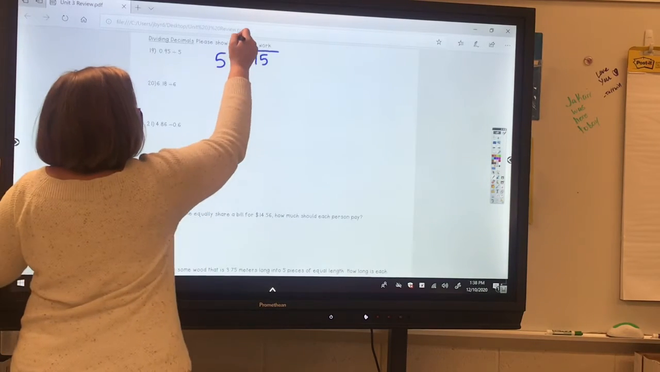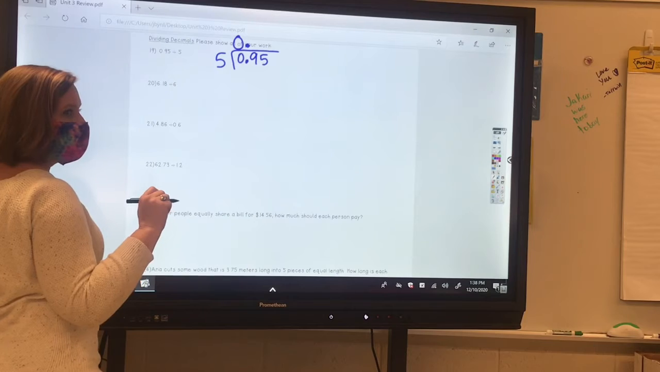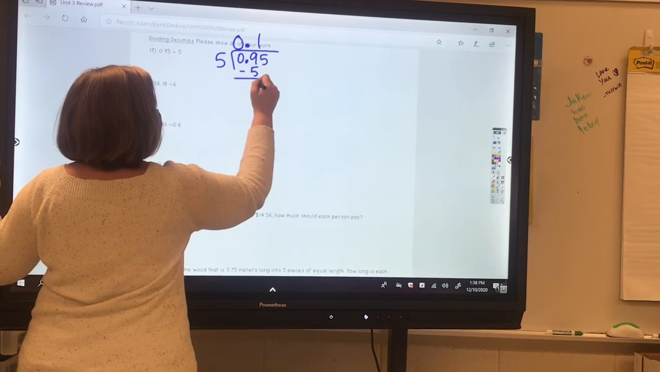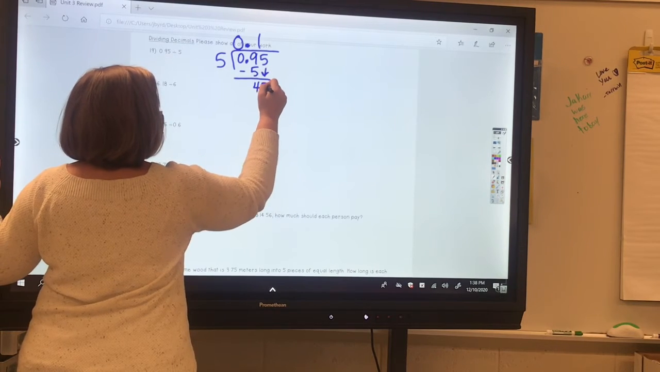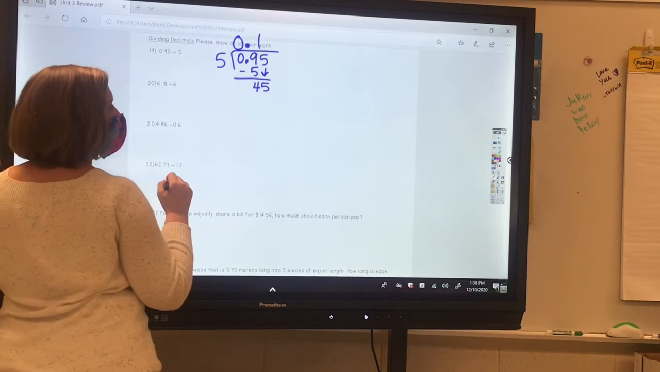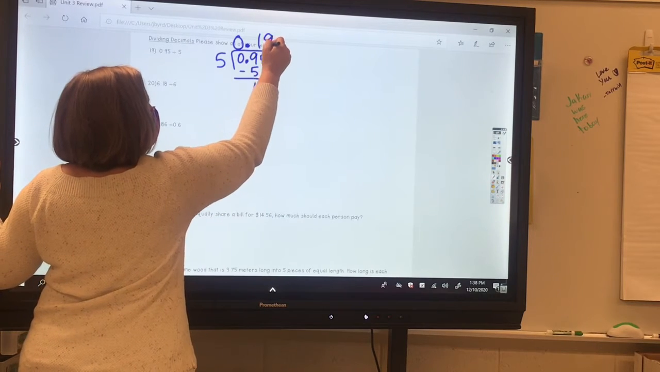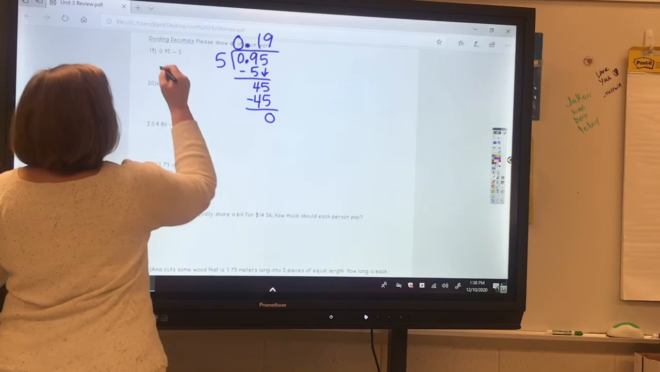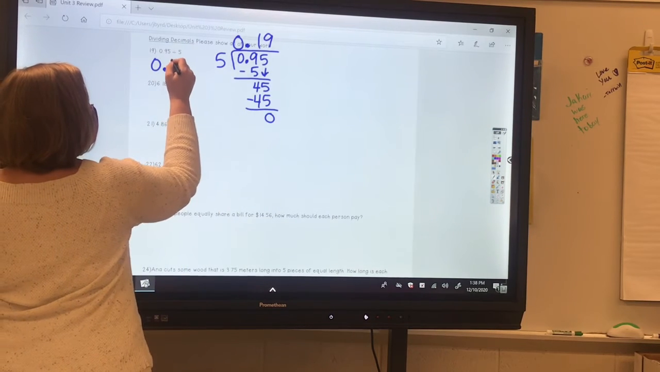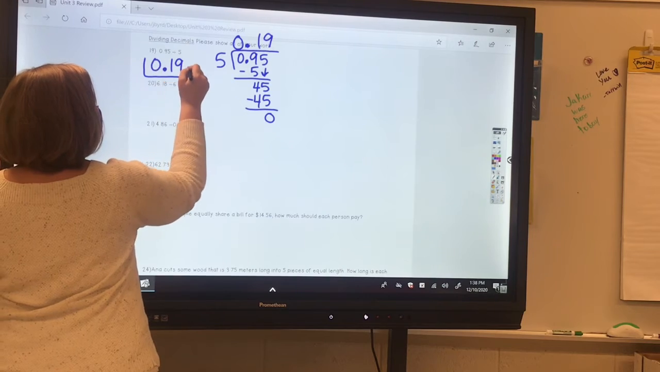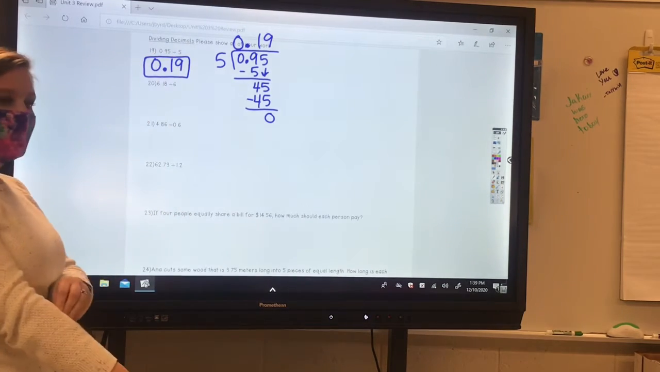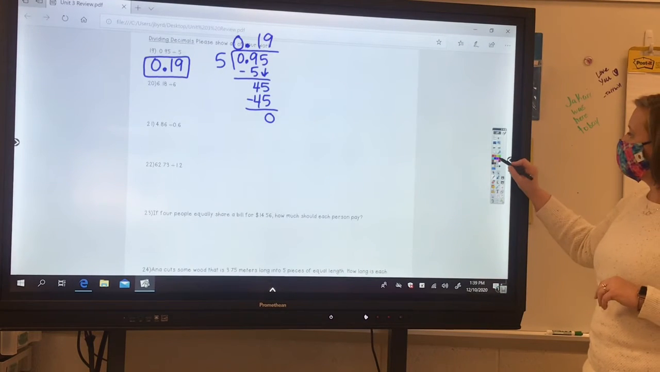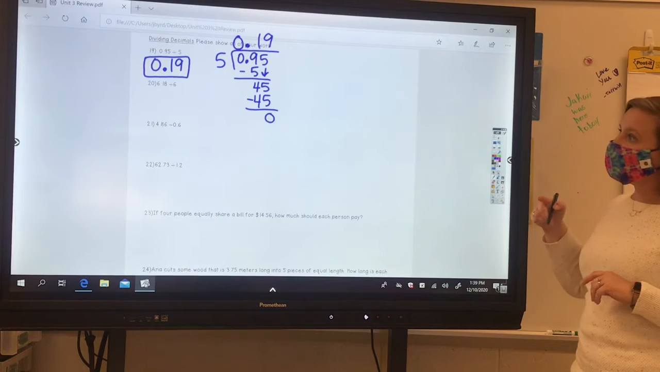0. How many times will 5 go into 9? Once. 1 times 5 is 5. How many times will 5 go into 45? 9. 9 times 5 is 45. So my answer is 19 hundredths. I want you to work on number 20.